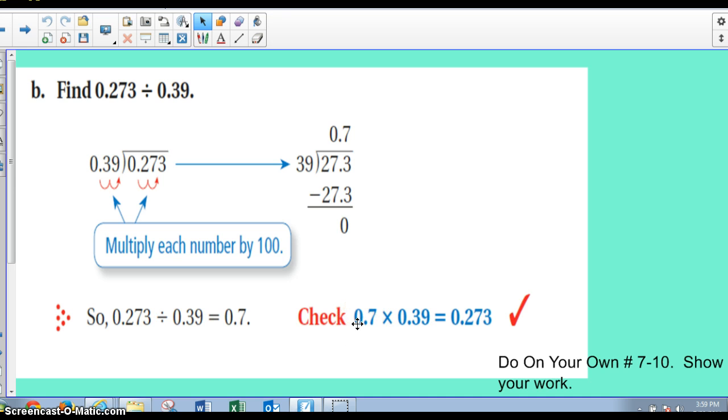Do the on your own 7 through 10, show all your work, and come back when you're done.